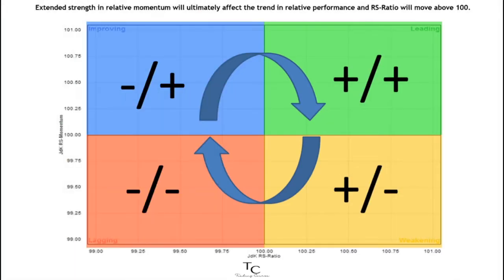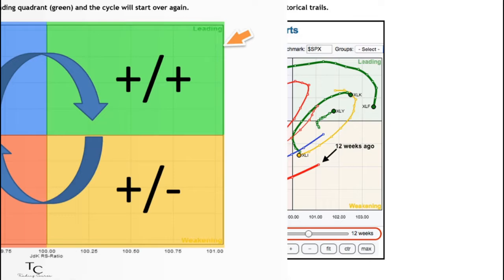Extended strength in relative momentum will ultimately affect the trend in relative performance and RS ratio will move above 100. This will push the sector into the leading quadrant, green, and the cycle will start over again.